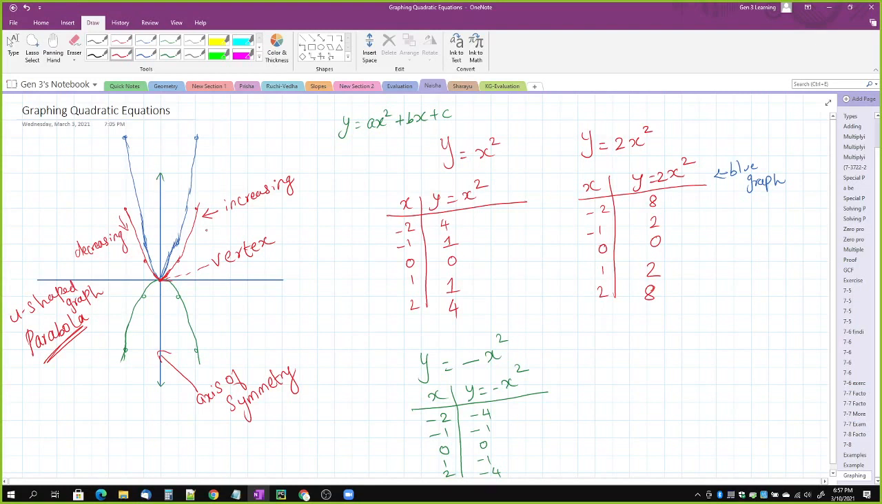Okay, so next class we will look into it in more detail. First, we will start adding the c component to see how the graphs shift, and then we will add the b component to the equation and see how the graphs move. But we will be building on top of these graph values only.